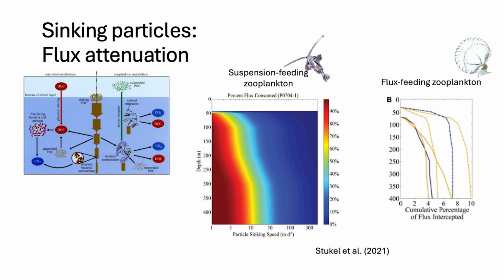There are other types of zooplankton that have a very different feeding mode. We refer to them as flux feeders, and they're basically organisms that sit there like this, waiting for food to fall on them. So this is from Limacina helicina, one species of pteropod. And it shows the cumulative percentage of flux intercepted. And for that, it doesn't matter the sinking speed, because they're basically an interceptor. They're just sitting there waiting, and they'll catch anything that's falling onto them.